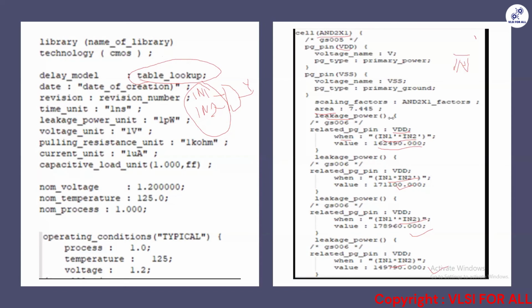So now, let's say I use the terminology input transition, and there is something called output capacitance, or output load.